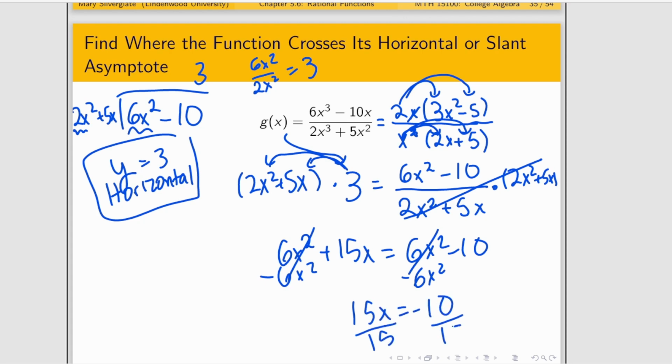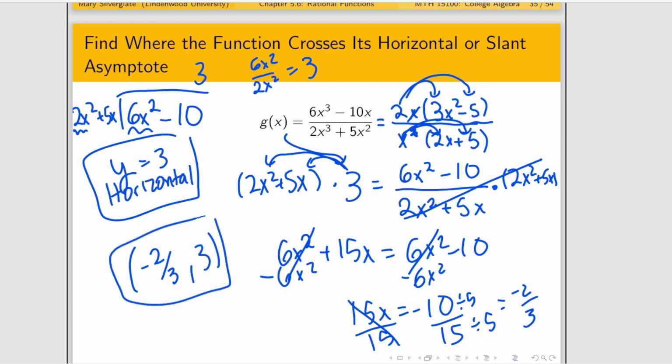And then as a final step, we'll divide both sides by 15. We'll notice both the top and the bottom divide by 5. That leaves us with negative 2/3. So we know this occurs at negative 2/3 for x because we just solved for x, comma 3 for y because we solved it by solving for 3 for y. So that is the point in which this function crosses its horizontal asymptote.